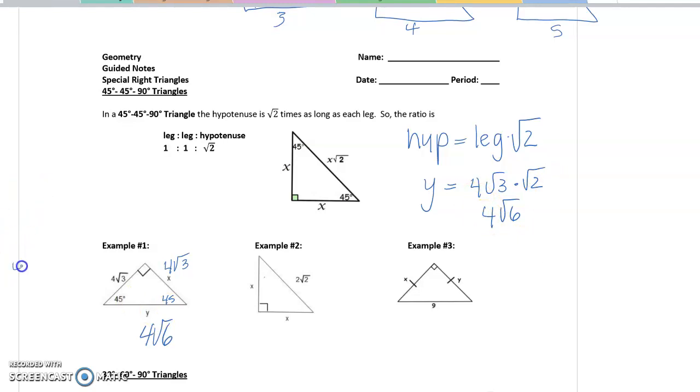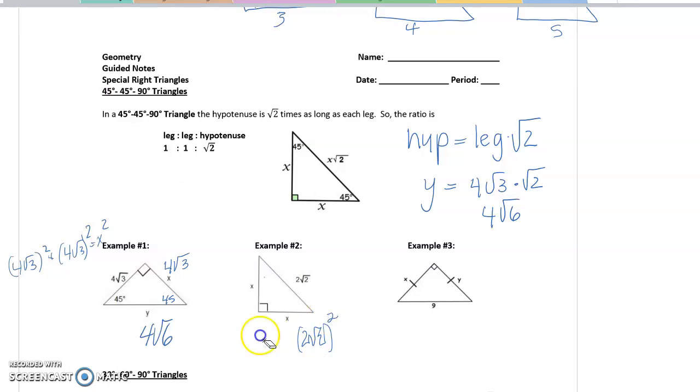Can you use Pythagorean theorem? Sure, but you're going to have to do 4 root 3 squared plus 4 root 3 squared equals x squared. You're going to have to go through and simplify. Look how fast I did that. So in a 45-45-90, you can always revert back to Pythagorean theorem. Always, because you'll always know two sides are the same. So in example 2, I could do x squared plus x squared equals 2 root 2, squared.